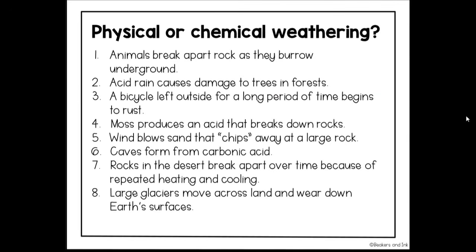Now take a look at your paper, pause it, and you have 8 examples of physical or chemical weathering. Go ahead and decide if they are physical or chemical weathering. And in just a second, we'll go over your answers. Number 1, animals break apart rock as they burrow underground. If you said physical, you were correct. Number 2, acid rain causes damage to trees and forests. If you said chemical, you are correct.